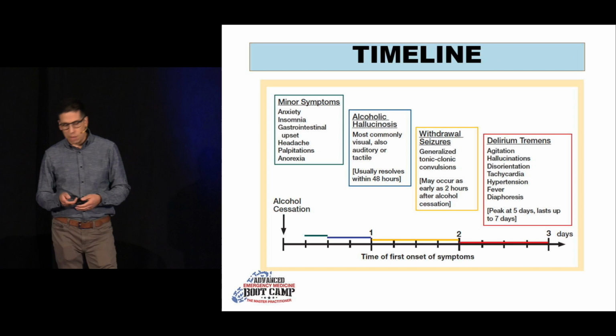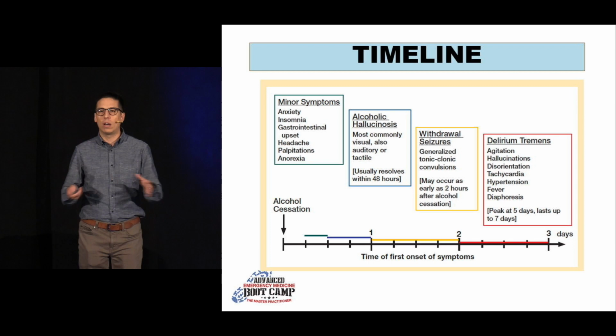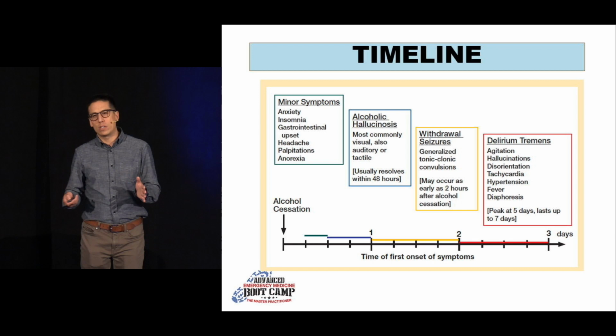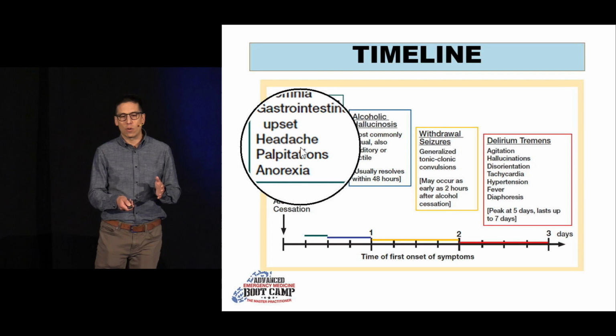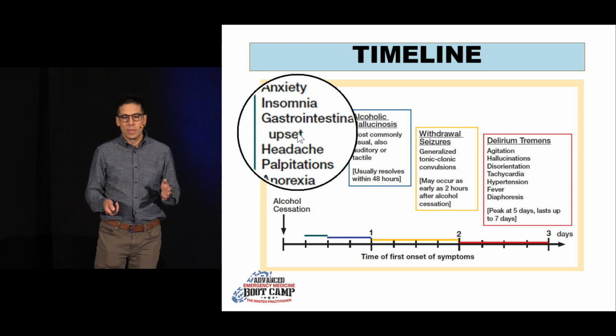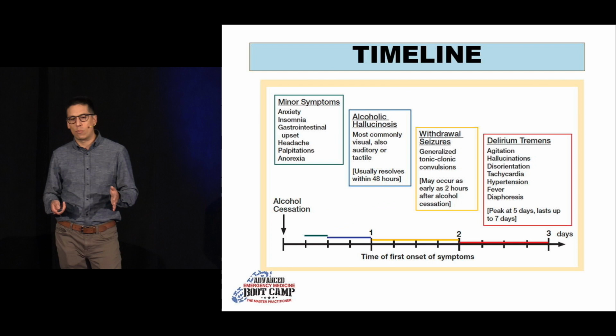So this is a timeline. This isn't a hard and fast rule, right? But this is the idea of the gross timeline of somebody who goes on to develop delirium tremens, and when these various phases of alcohol withdrawal occur, right? So here you've got, in the first day or so, minor symptoms: anxiety, insomnia, gastrointestinal upset, some headache, anorexia, right? This is the mild withdrawal that sometimes self-treats or is self-treated. Alcoholic hallucinosis, usually 1 to 2 days, and usually goes away within 48 hours. We'll describe that in more detail.